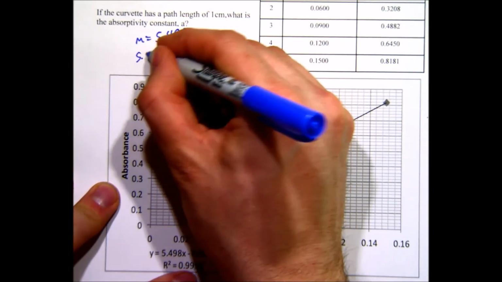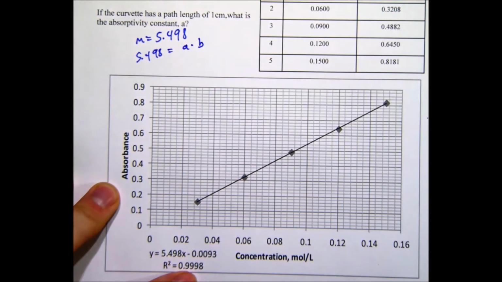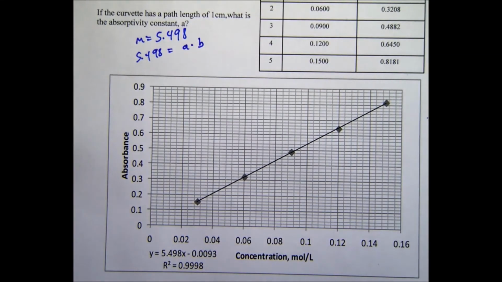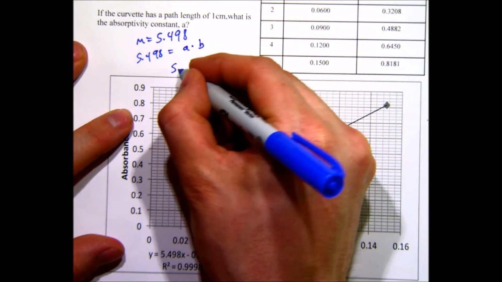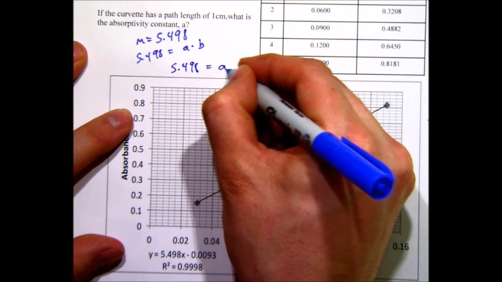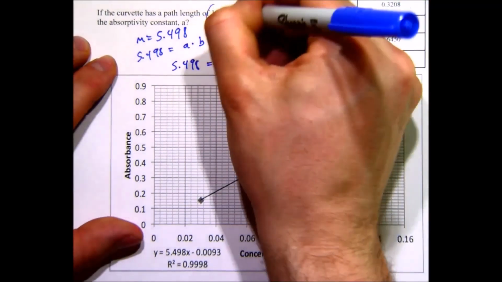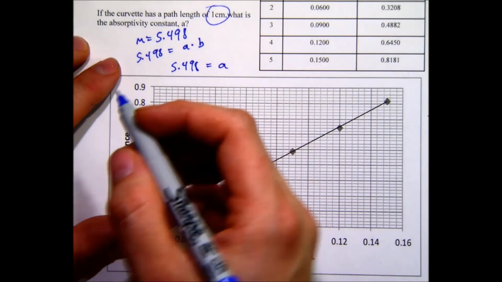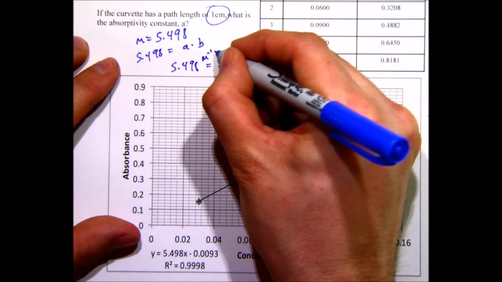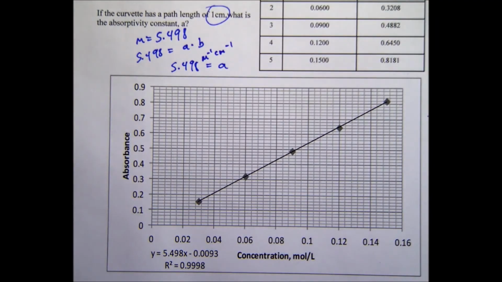So I know that 5.498 is equal to A times B from Beer's law, ABC, where concentration was my x. Since B is equal to 1, 5.498 equals A. If I divide both sides by the constant B, which again is 1 centimeter, which is indicated here, it's going to be the same number. The units on it should be molar to the -1, centimeters to the -1, would be what we would expect here.